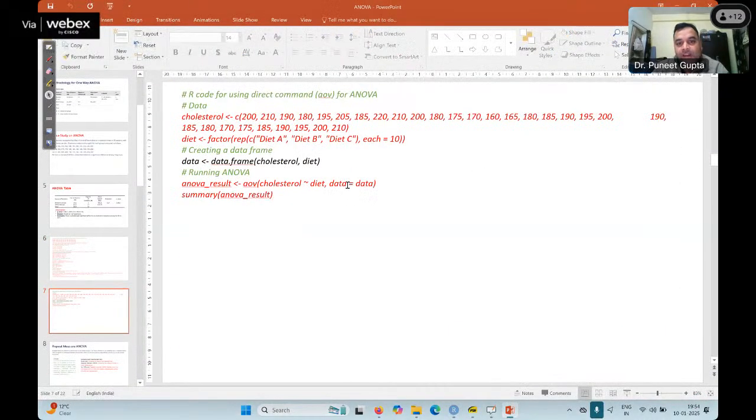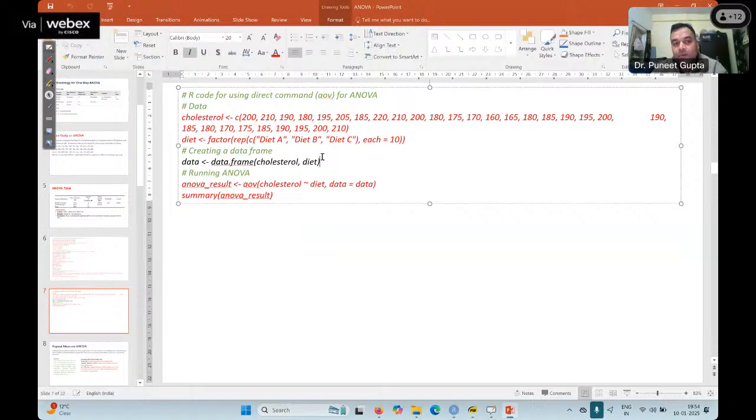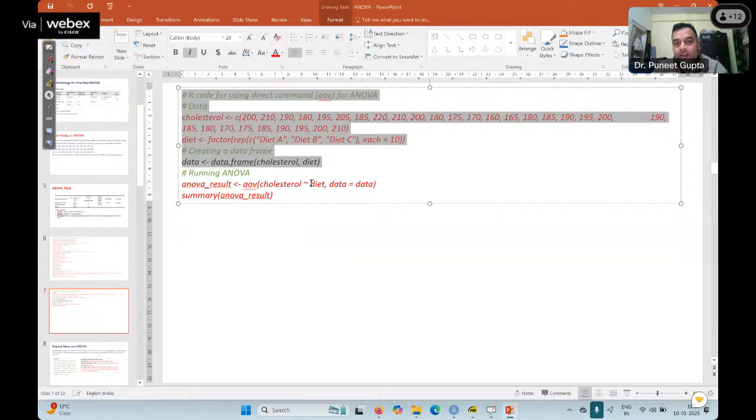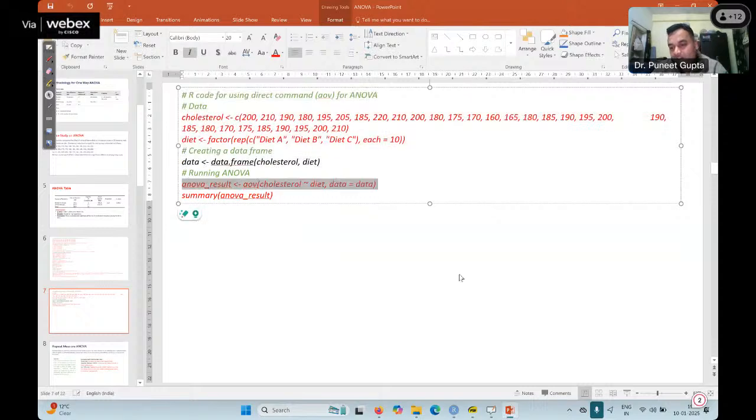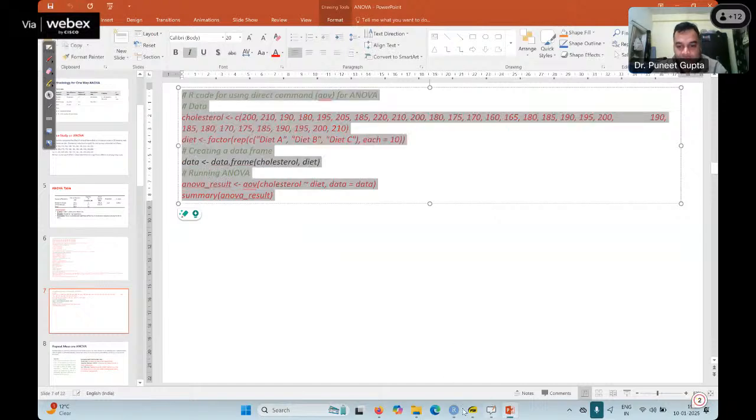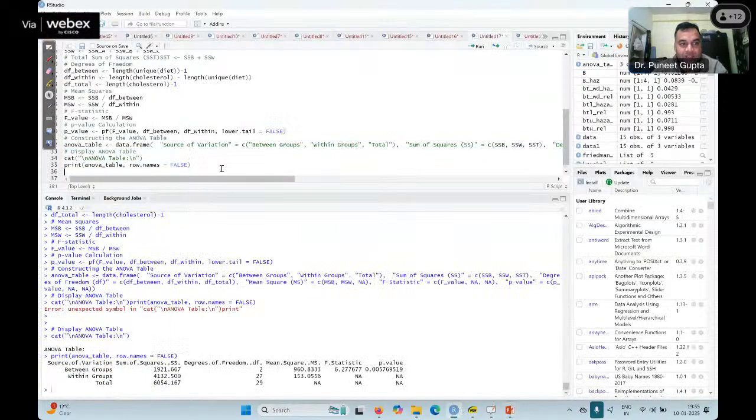Now I'm coming to the direct command. Now you can see the code: up to here we have entered the data only. That is only the one line. One line replaces the entire code. Okay, so let me again check whether we are getting the same results or not.